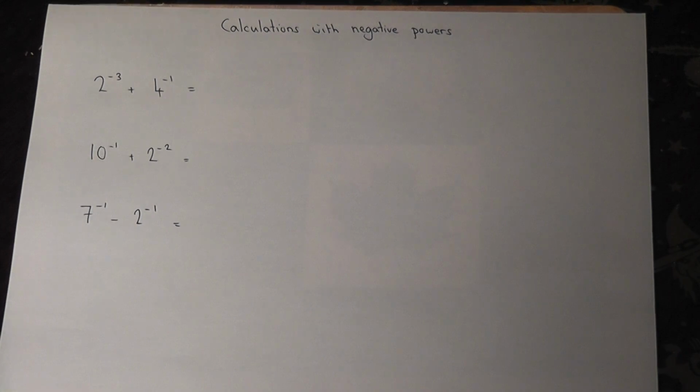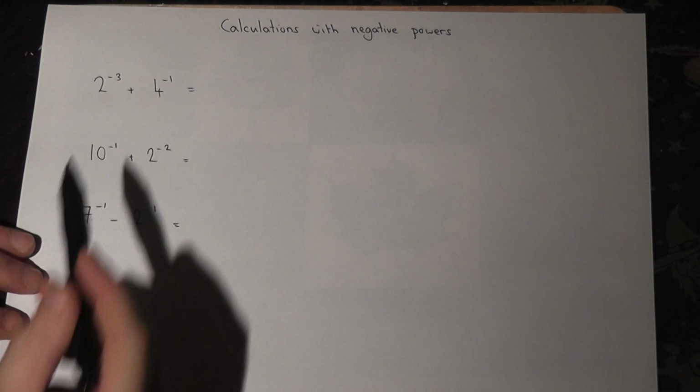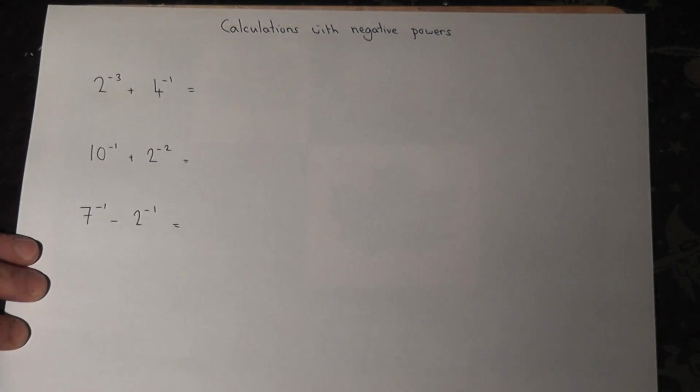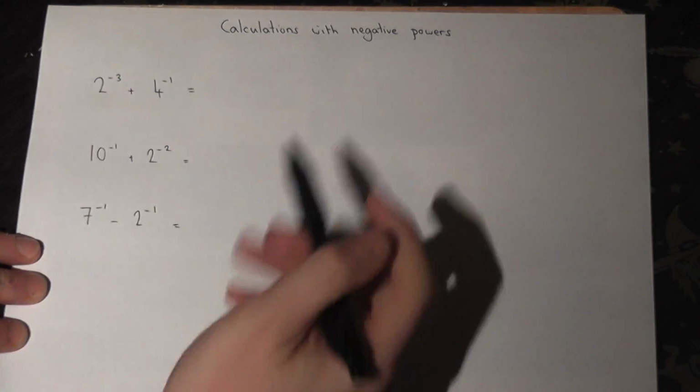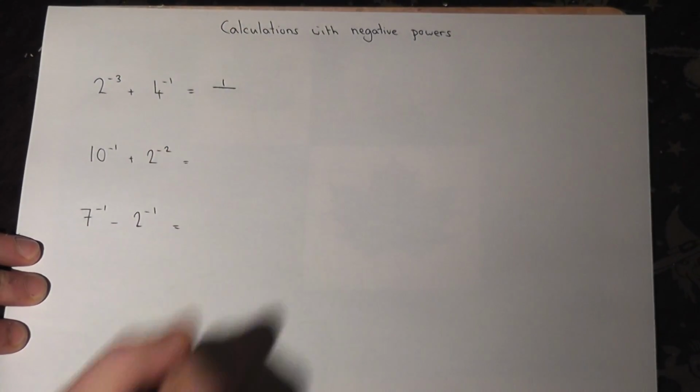And these are three quite hard looking questions, which involves addition and subtraction of numbers raised to a negative power. But if you just follow the simple rules, then it's quite manageable. So a reminder first of all, 2 to the power of negative 3 just means 1 over 2 cubed.